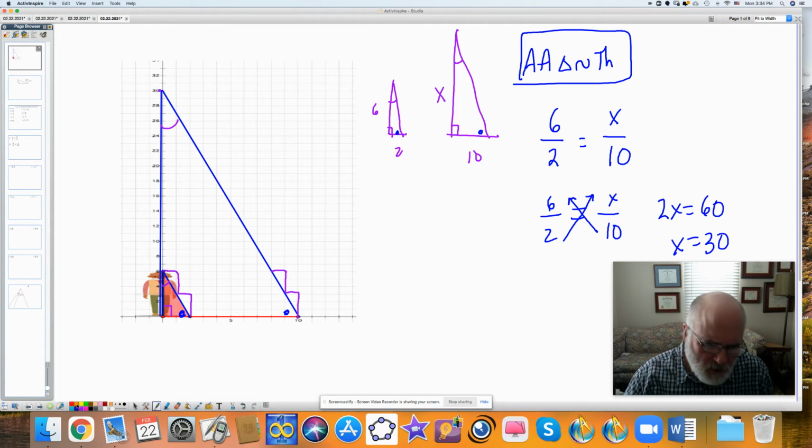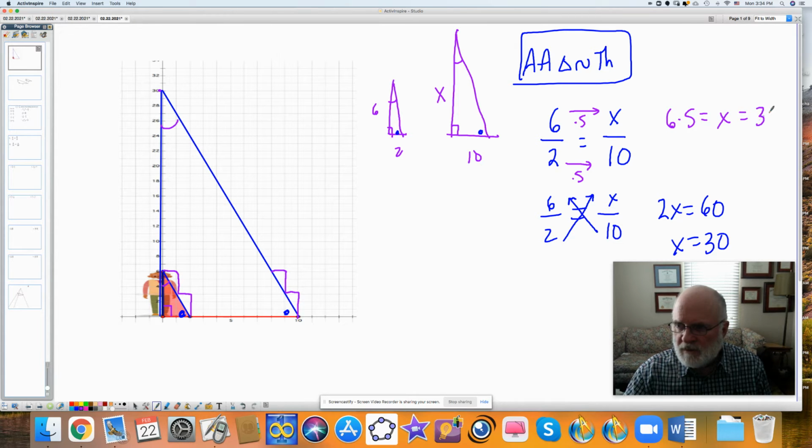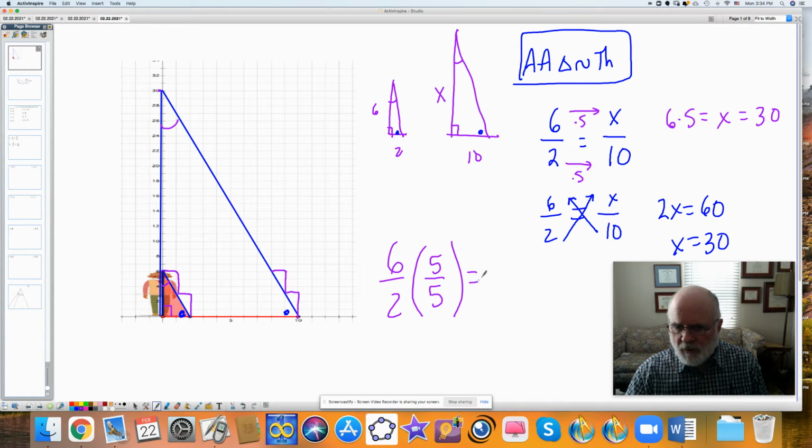A different way you'll notice is I might have looked at this and said, well, 2 goes to 10. I could just multiply this times 5. When I multiply going this way times 5, I get 6 times 5 is equal to x, which is equal to 30. It's the same answer as what I had down here. So I'm scaling it going up like this instead of cross multiplying. Notice I can multiply 6 over 2 times 1, and it's not going to change the value. It'll just change the way it looks. My 1 looks like 5 over 5. When I do that, I get 30 over 10. 30.